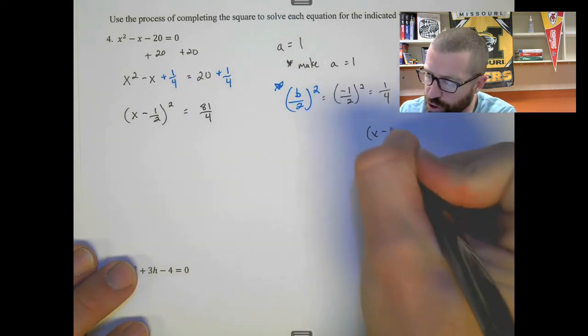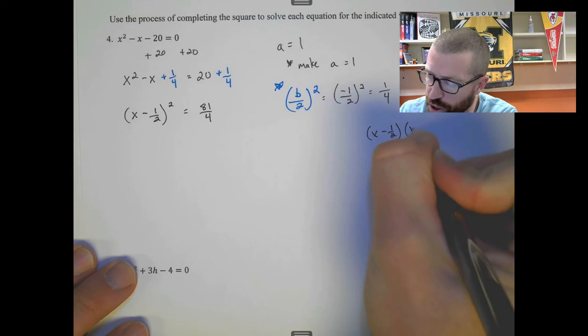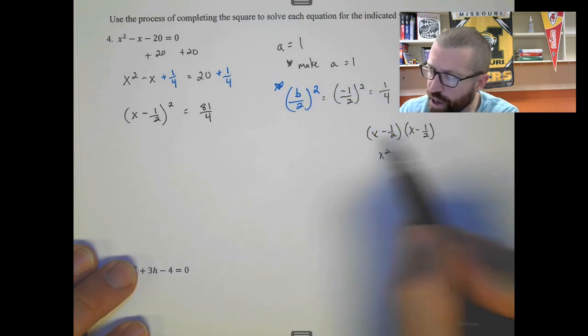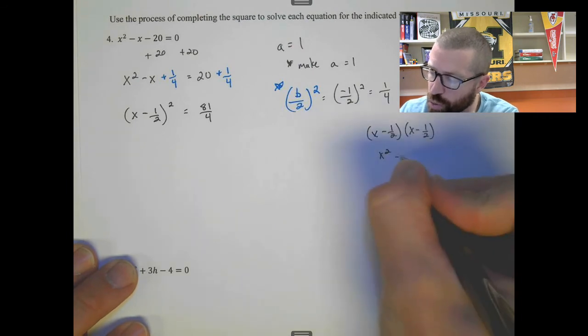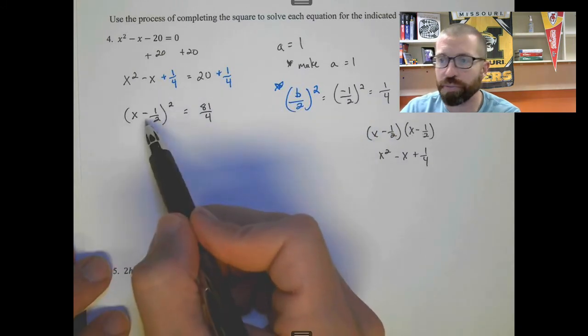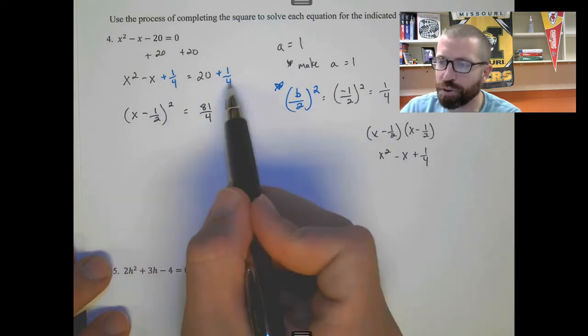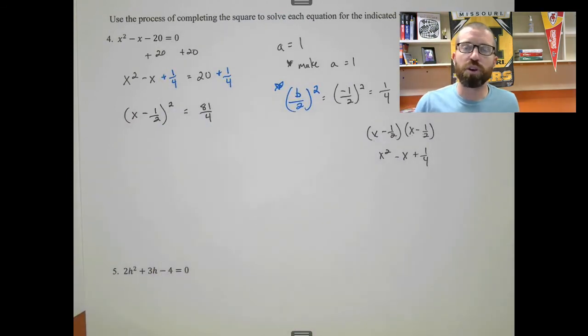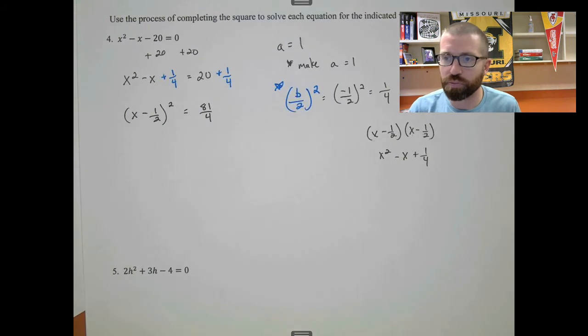So if we do x minus 1/2 times x minus 1/2, then we get x squared, and then minus 1/2 and minus 1/2 is minus 1x, and then multiply those together to get plus 1/4. So we haven't changed the value at all. We've just rewritten it. Over here, the reason we added 1/4 is because I did it on the left. And I can add whatever I want to one side of the equation as long as I do it to the other. Okay, now I have an equation I can solve using square roots.